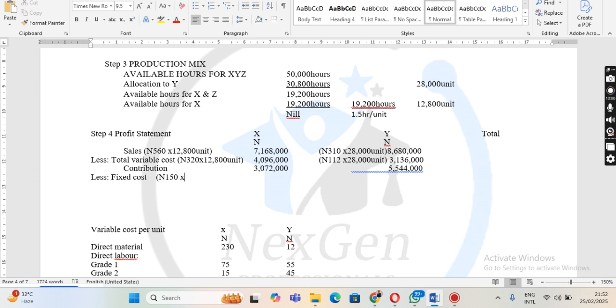So 150 times what is the unit? 12,800. But is this correct? You gave me a figure of 12,800. Is this correct, class? Why do you think it is 12,800? Why do we have to use 12,800? We're supposed to use what of the initial? No, because we've revised the units in which X can produce.